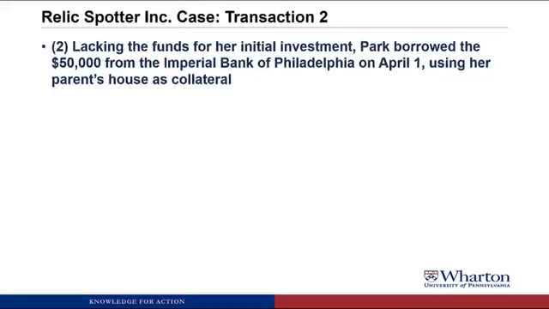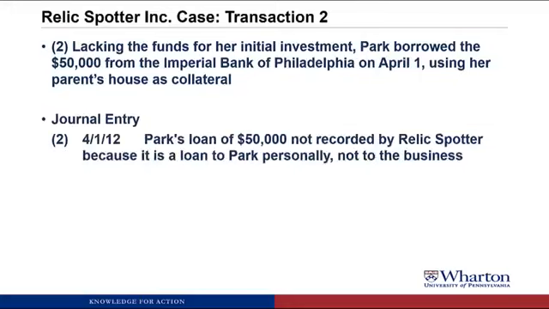Transaction 2. Lacking the funds for her initial investment, Park borrowed the $50,000 from the Imperial Bank of Philadelphia on April 1st, using her parents' house as collateral. The journal entry for this one is, well, there is no journal entry.